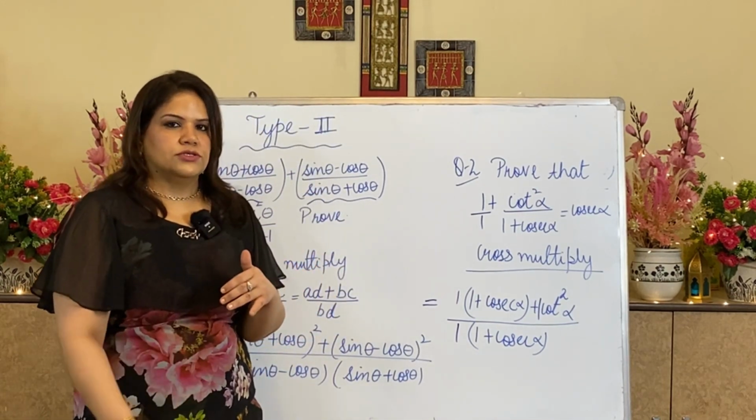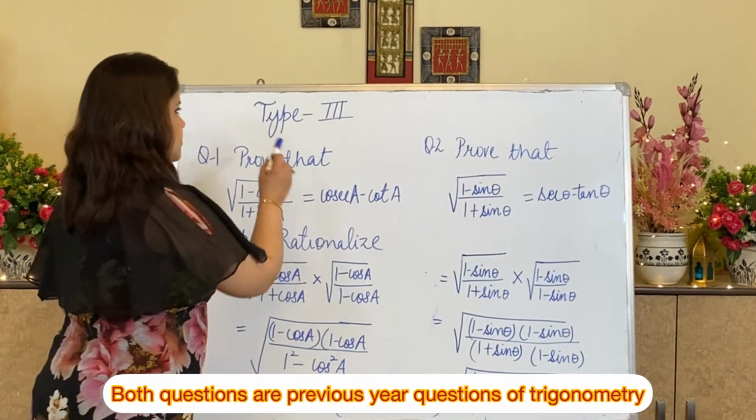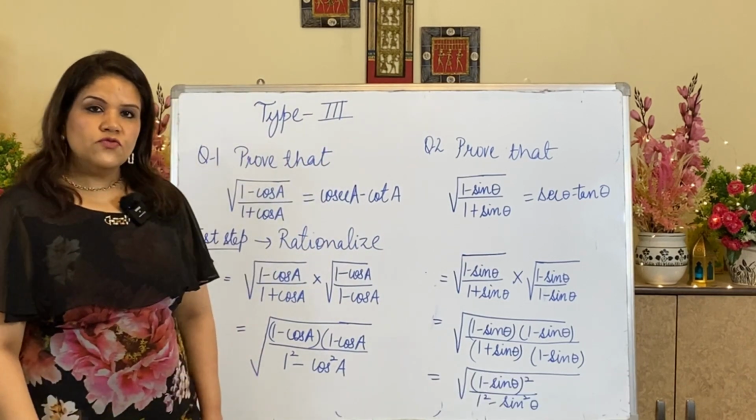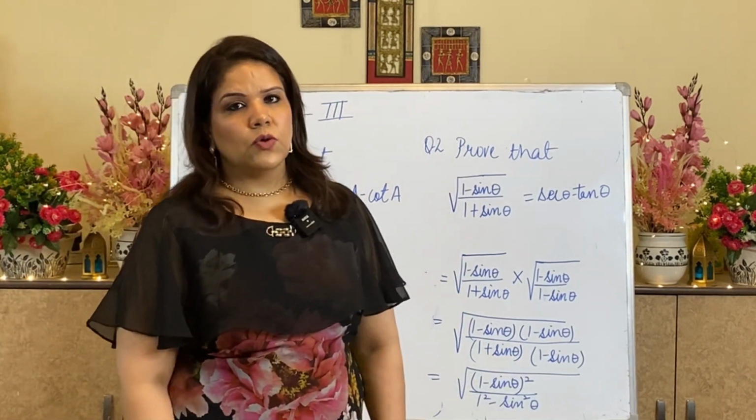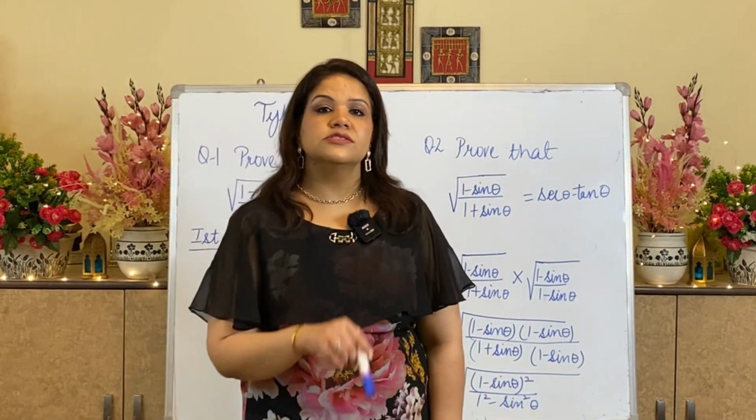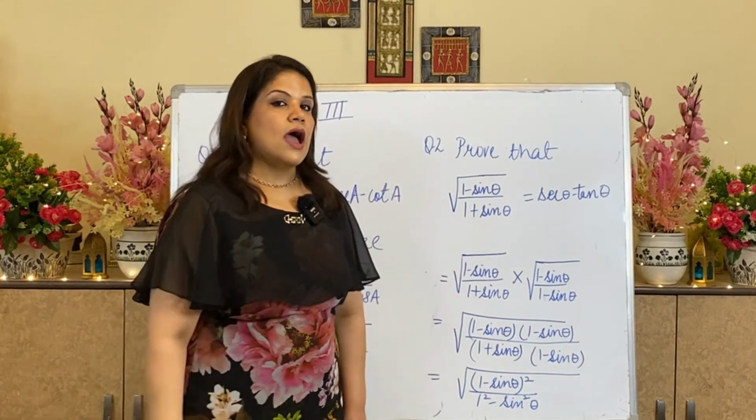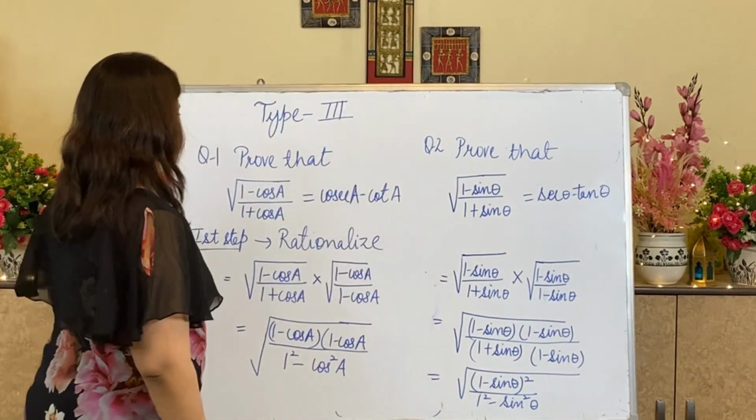So this way my first approach will be to convert this into sin and cos, and the second approach is cross multiplication. Now I am taking type 3, in which I will be given questions under a square root sign and they will be in some ratio.